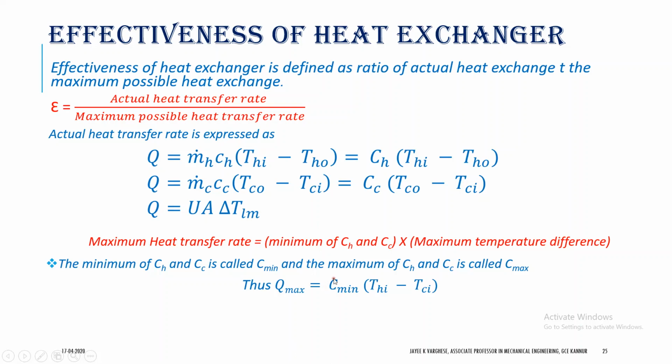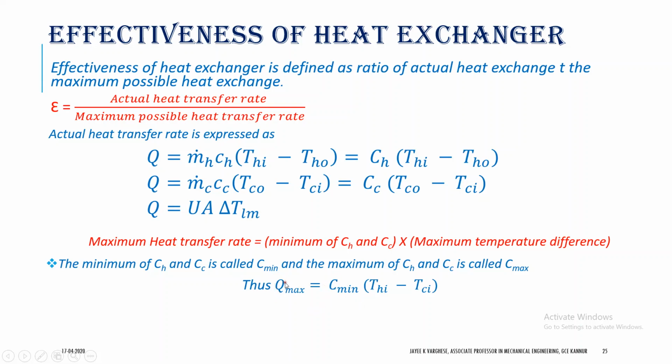Either hot fluid or cold fluid will be the fluid having minimum heat capacity, right? So the fluid having minimum heat capacity rate is called the minimum fluid, and the fluid having the maximum heat capacity rate is called the maximum fluid. The heat capacity rate of the minimum fluid we call C min, and that of the maximum fluid we write C max.